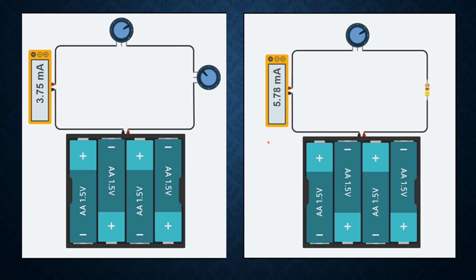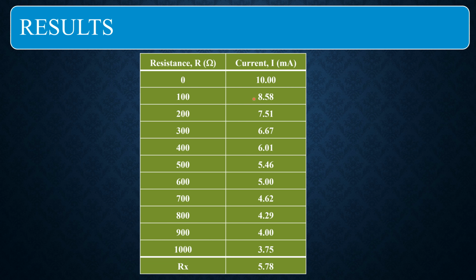And hence, for the second step, we need to replace the second variable resistor with an unknown resistor Rx, and the resultant current flowing in this circuit will be recorded using a digital multimeter. So the data obtained will be recorded in a table and will be plotted in a graph. These are the results I obtained by using the simulation.